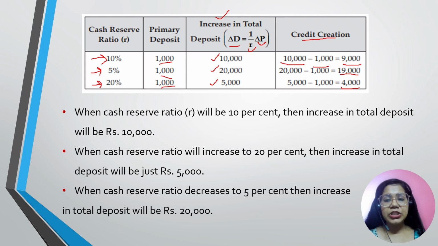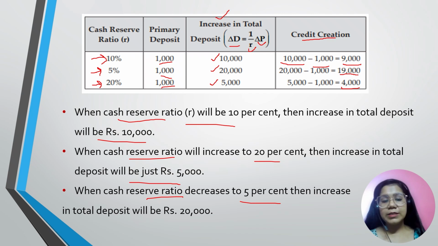So we can see that when the cash reserve ratio is 10%, the increase in deposit is 10,000 rupees. When the cash reserve ratio increases to 20%, the increase in total deposit is just 5,000 rupees. And when the cash reserve ratio decreases to 5%, the increase in total deposits will be 20,000 rupees. So we can easily see the inverse relationship between the cash reserve ratio and credit creation. I hope this is clear.